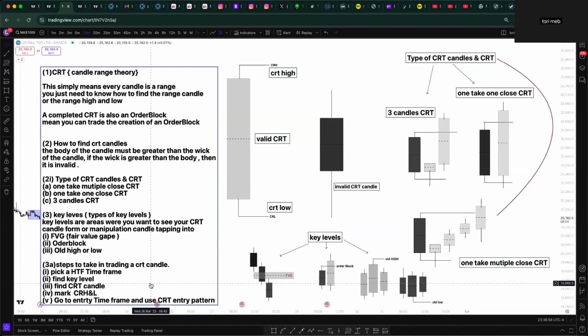And also, before I forget, there are rules. We have CRT rules. I'll put this here.